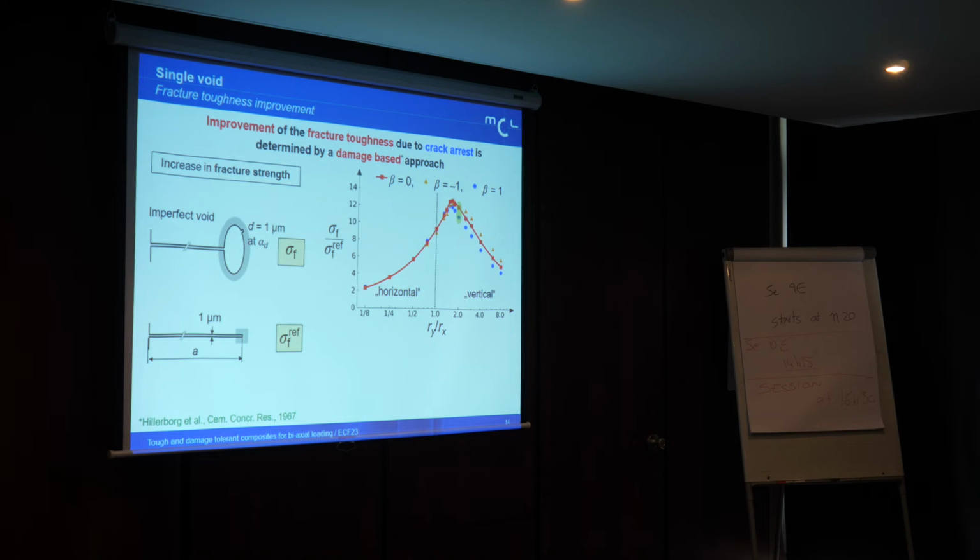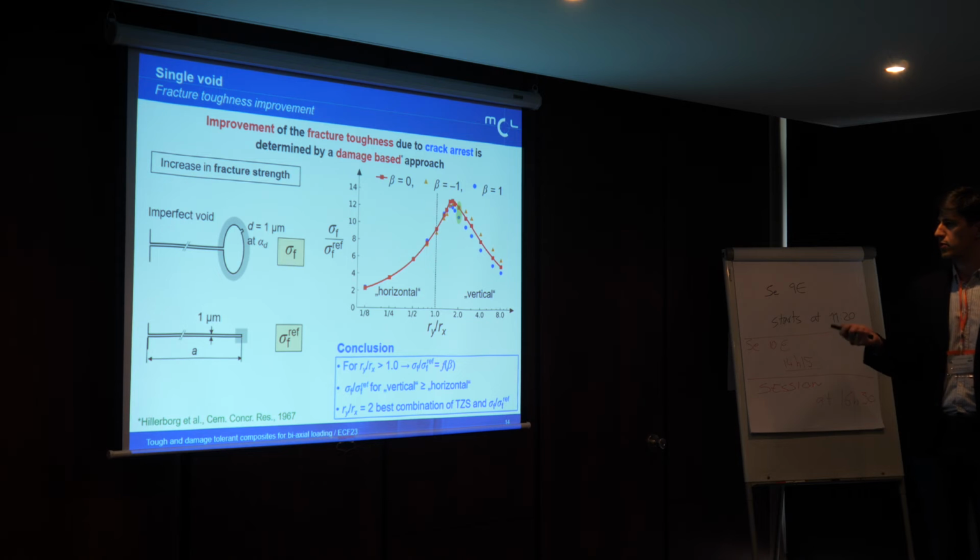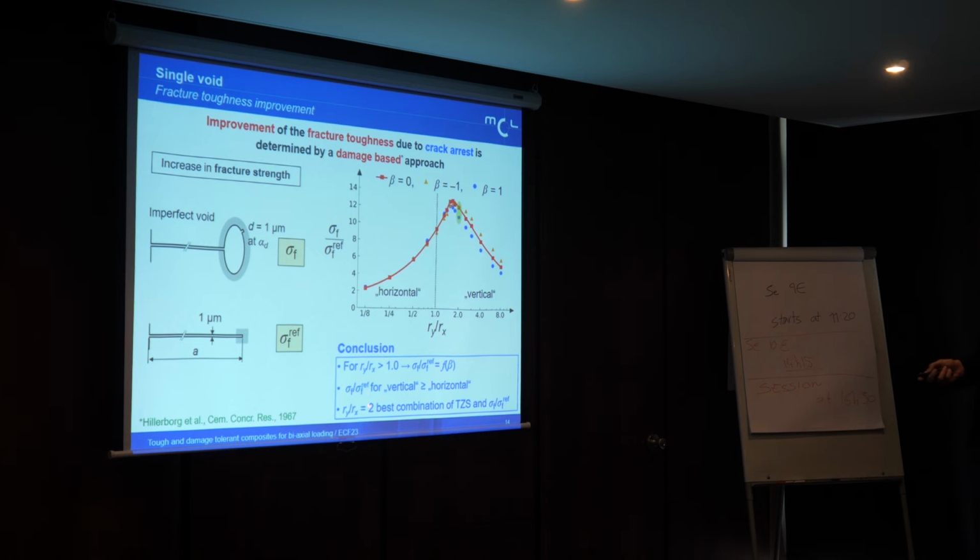We plotted the evolution of the fracture strength ratio over the aspect ratio of the void, and what we can see, for example, is that for an aspect ratio greater than 1, the fracture strength becomes dependent on the load, the biaxiality factor. The fracture strength increase has been higher for horizontal voids, and the maximum appears at an aspect ratio of about 1.5. The best combination between increase in fracture strength and trapping zone size was determined for a void with an aspect ratio of 2, so a slightly vertical void.